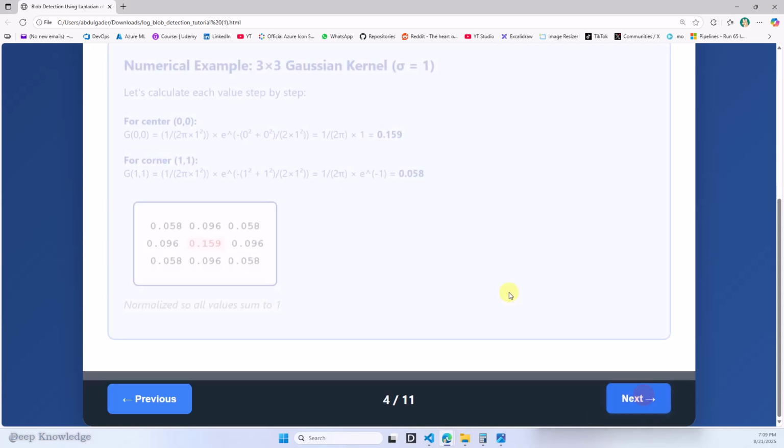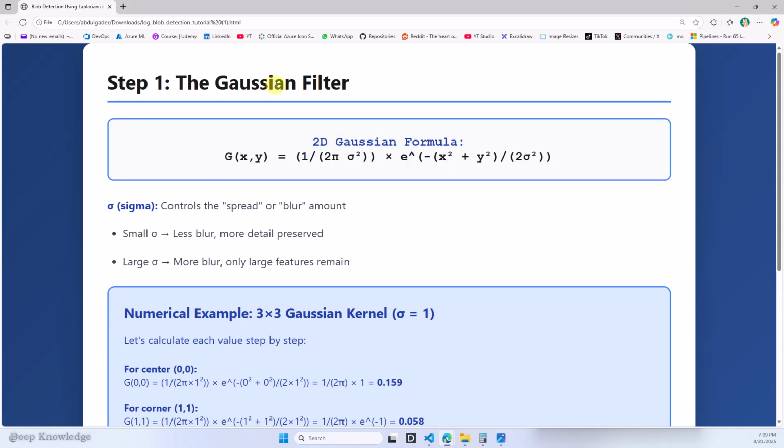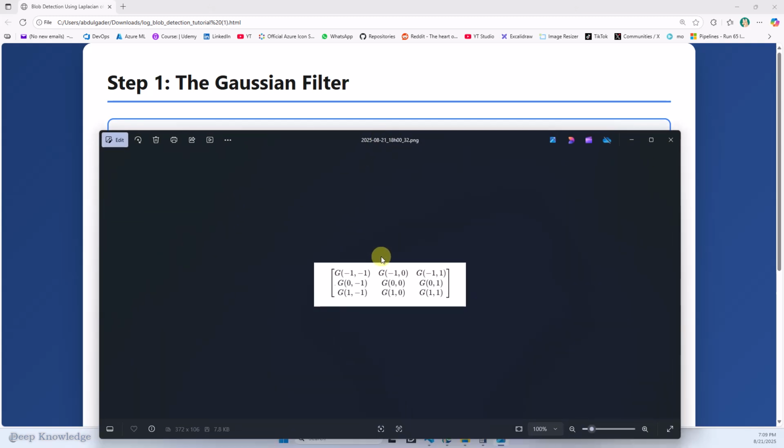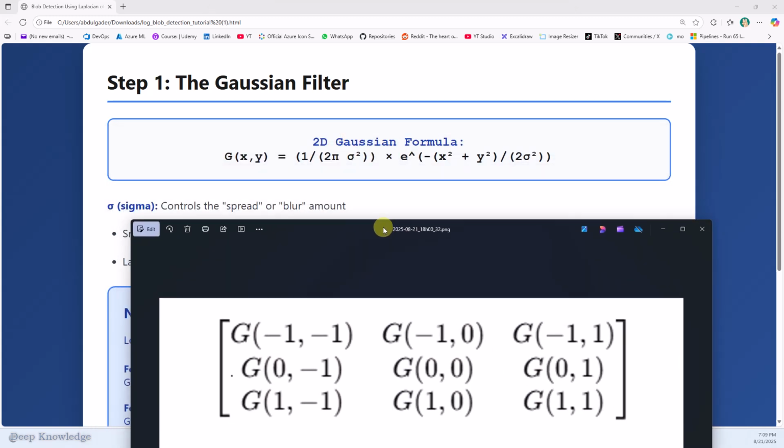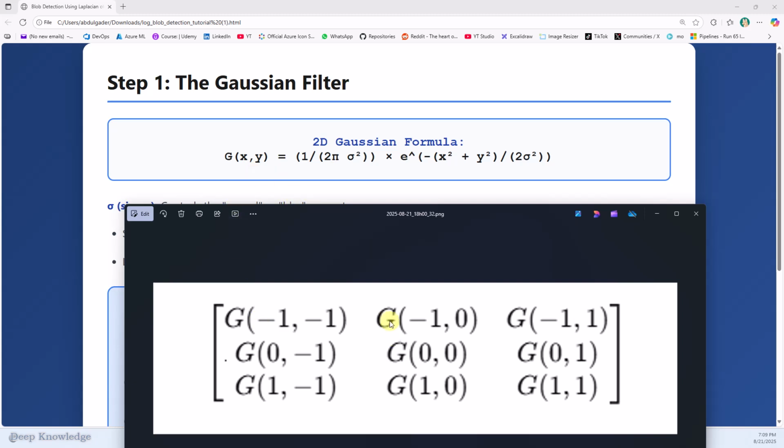The next one is the Gaussian filter. This formula may look too complex, but we will try to make it simple. If you have an image and you would like to apply this filter, or this formula, on it, let me show you this image here. We are applying this formula on a small region of the image, let's say 3 by 3, and the center pixel will be 0, 0.